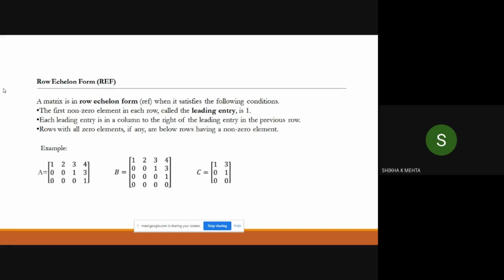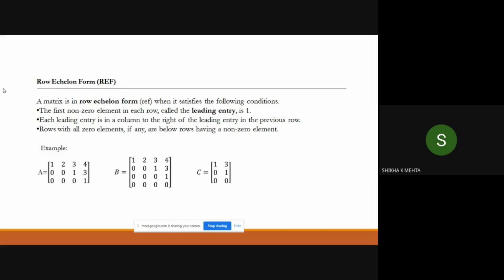The first entry in any row will be 1, and then in the third row also it will be 1, right? So this is the first property that we say: each leading entry is in a column to the right of the leading entry in the previous row.